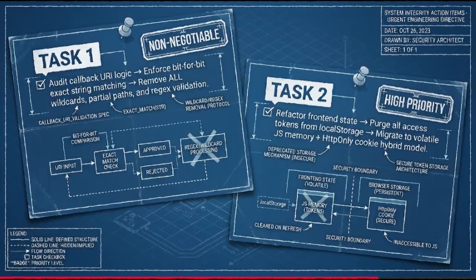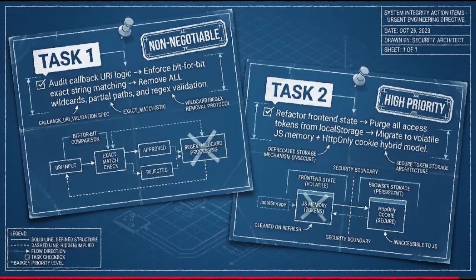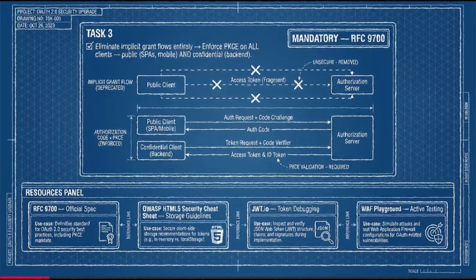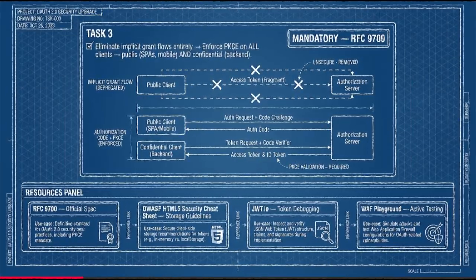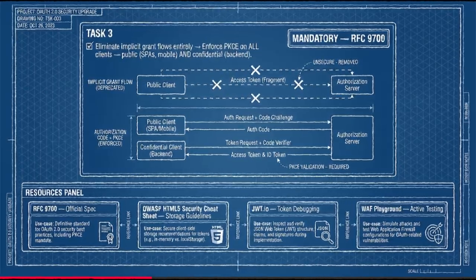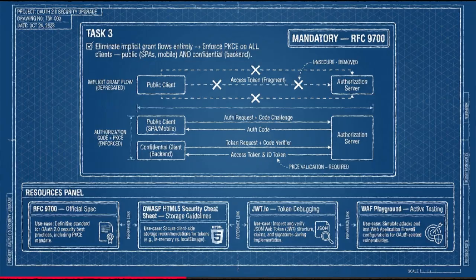2. Refactor your front-end application state. Purge all access tokens from local storage. Move your architecture to the volatile memory and HTTP-only cookie hybrid model we detailed today. 3. Eliminate legacy implicit grant flows entirely. Enforce PKCE validation on all clients, including both public SPAs and confidential backend clients.